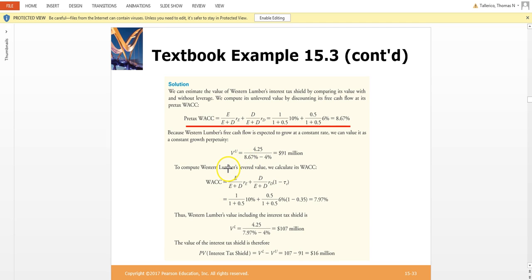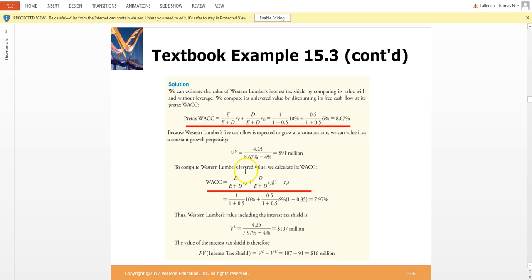Then we could basically get the weighted average cost of capital with the tax shield, and here's the equation for that. So we've seen these equations before, and you'll notice that the interest rate before taxes was 8.67, and here it is at 7.97. Very similar, I assume, to your mortgage, which you probably all know about already.